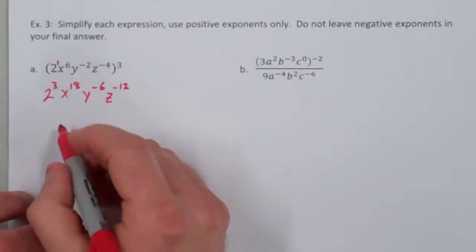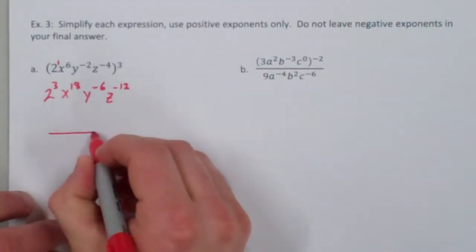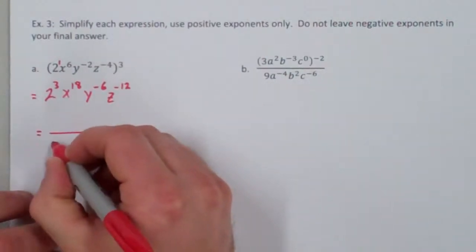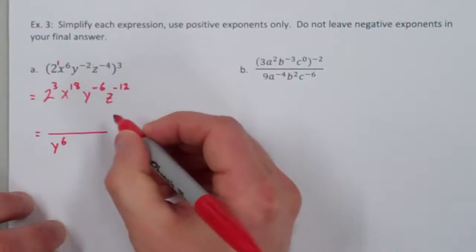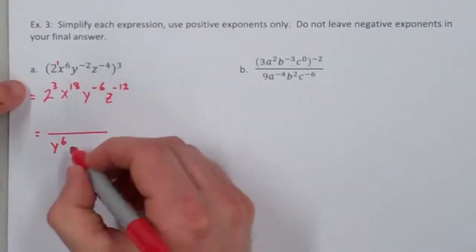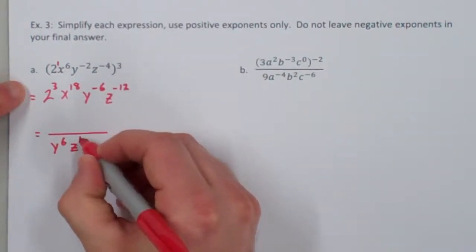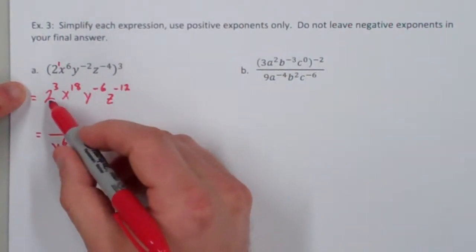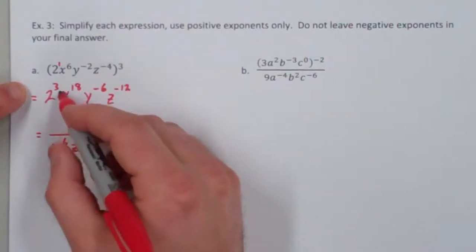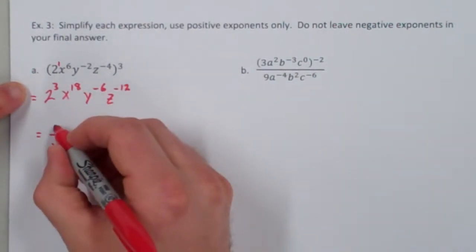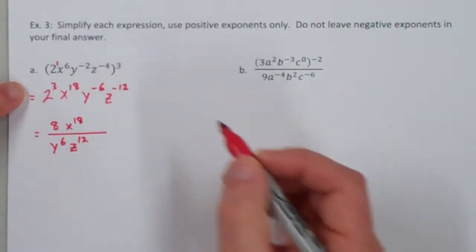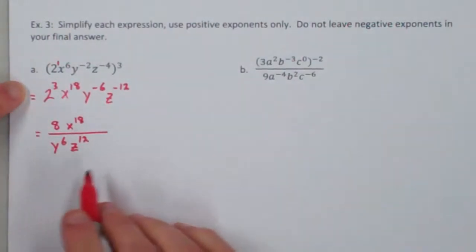Okay, so if we write ourselves a nice fraction bar here, we can take the y to the negative 6, move it down to the denominator, and the z to the negative 12, move that down to the denominator, and of course the exponents will then be positive. In the numerator, we have the x to the 18 left and the 2 to the third. 2 to the third is just 8, and then you've got your x to the 18th power. Nothing else we can do here.